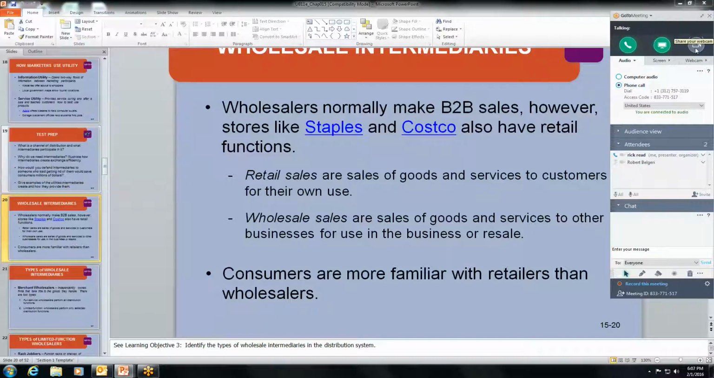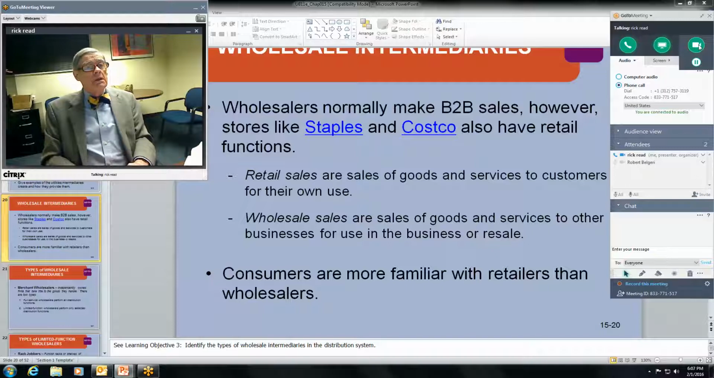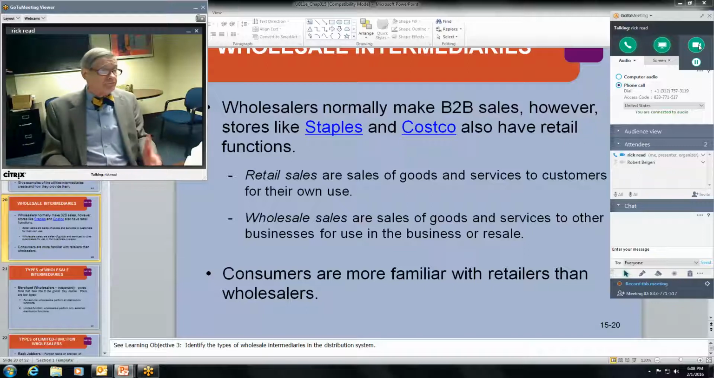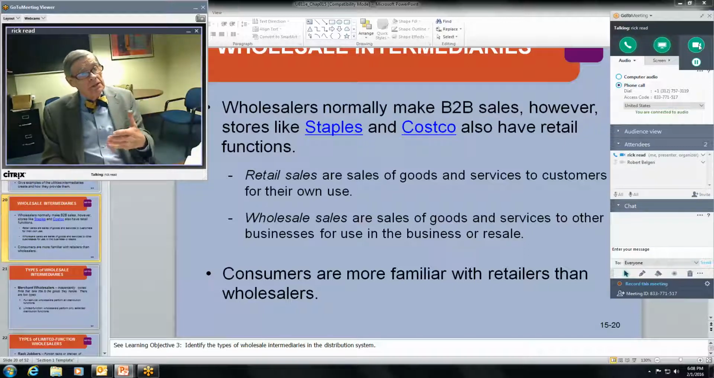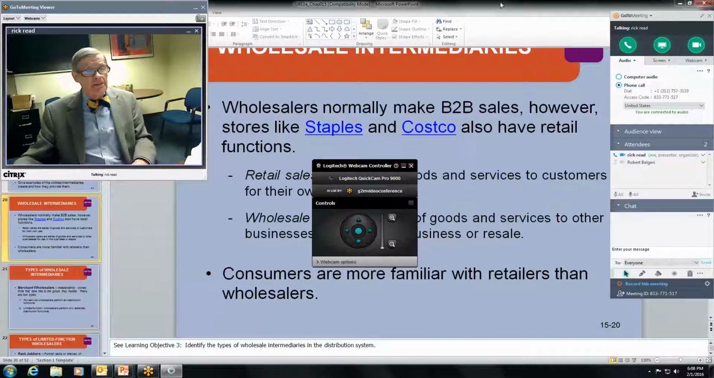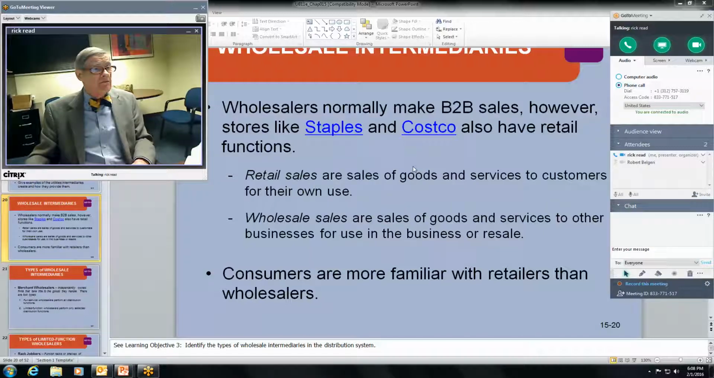Now, wholesale intermediaries, notice they normally make business-to-business sales. However, you have stores like Staples and Costco that also have a retail function. You can go into Staples. I don't belong to Costco, so I can't talk about them. You can go into Staples and get copies made and things of that nature. At the same time, Staples may provide some functions to a business, copying and things of that nature. So they will have a retail sale and they'll have a wholesale sale.